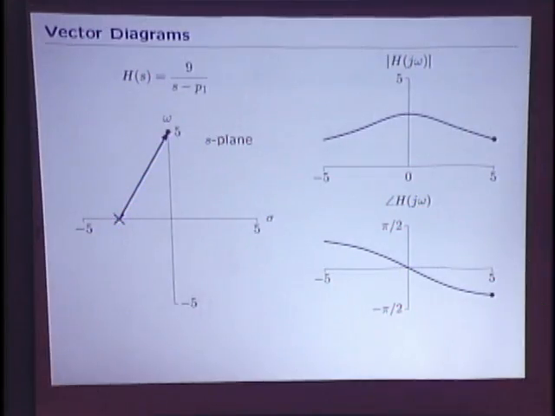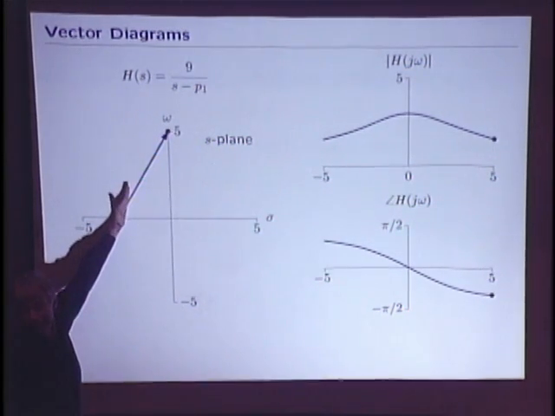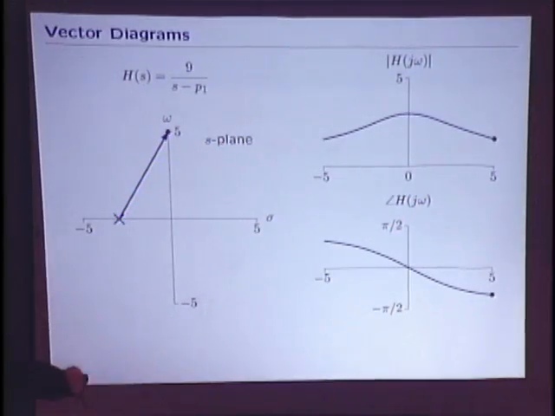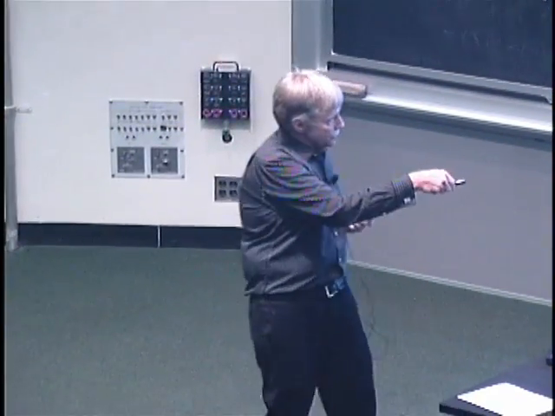And you get increasing phase lag. You get increasing phase lag because this angle increases with omega, but it's in the bottom. Increases in the bottom, that means it decreases. That's why the angle goes down in this case.